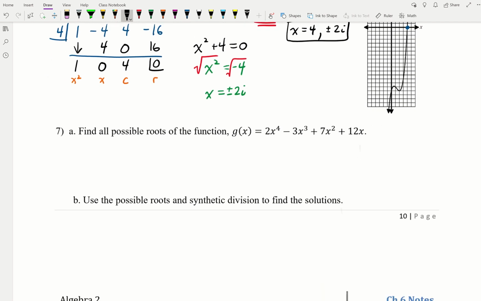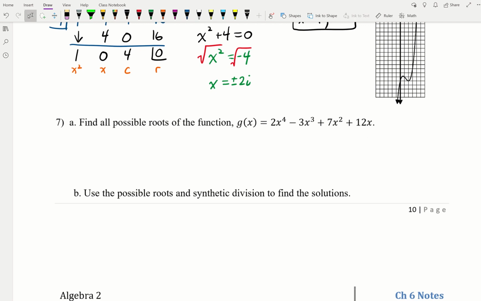All right. Looking at 7 now. 7 wants you to find all possible roots of the function. We do run into a slight problem because there's no constant. But what you can do in this problem is, when you set it equal to 0, you can factor out the x. So we take out the x. Now we're going to have 2x cubed minus 3x squared plus 7x plus 12. And then in that case, p is now 12 and q is 2.